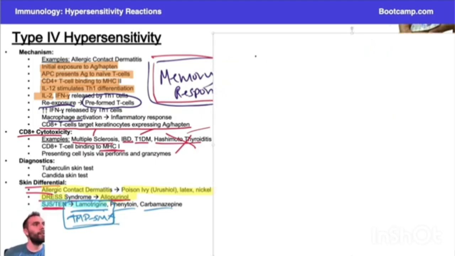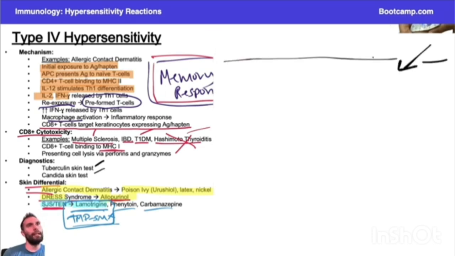Okay, the last thing I want to talk about on here is going to be the tuberculin skin test and the Candida skin test. Just remember what we're talking about here is injecting some antigen, right? And if I've had exposure to this antigen before in the past, then I'm going to generate a response. I'm going to have antigen presenting cells, same pathway we talked about, activating our T cells.